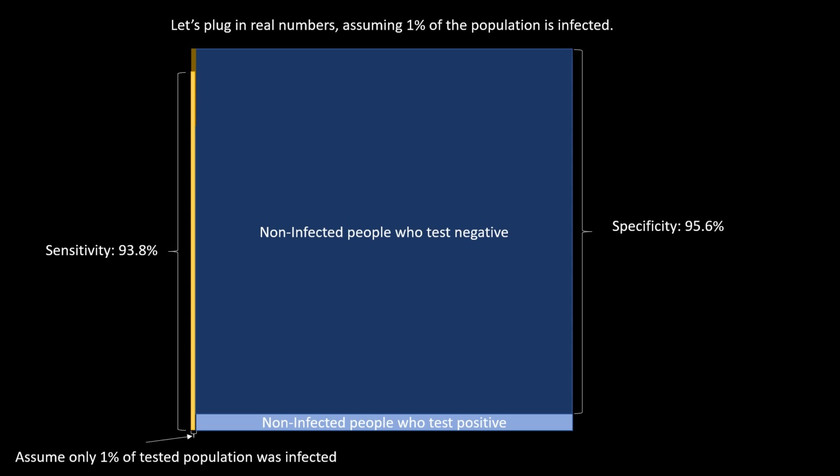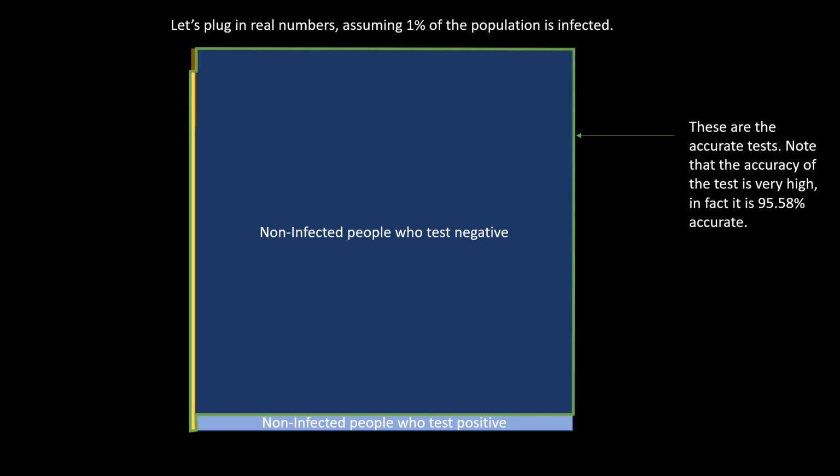Well, a quick aside, this is a very accurate test. The accuracy of this test is very high. All of these are accurate results, meaning people who are infected who test positive and people who are not infected who test negative. In fact, this is a test which is 95.58% accurate. Well, that's great, you might say. Well, yes, but it kind of depends on what you're looking for.